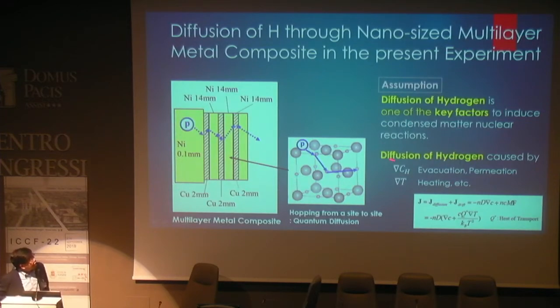And diffusion of hydrogen is caused mainly by a gradient of concentration of hydrogen. In this case, we have much hydrogen here, and if we pump the surface, the gradient of concentration of hydrogen is like this. And also, thermal gradient is important for diffusion of hydrogen. This hydrogen diffusion is governed by this equation.